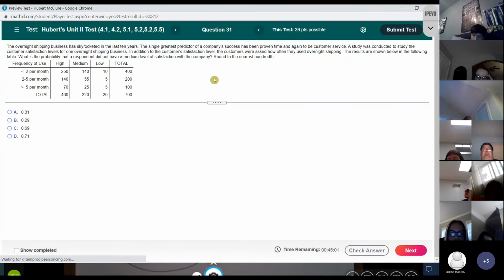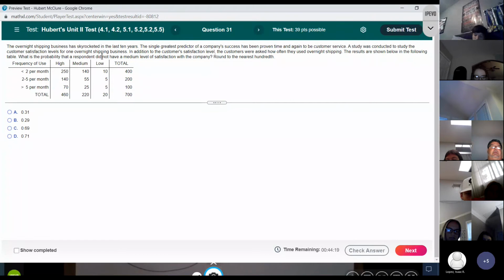Okay, here is a question that, why didn't they put another paragraph in there? At least a couple more paragraphs. Good God. The overnight shipping business has skyrocketed in the last 10 years. The single greatest predictor of success company has proven time and again to be customer service. Duh. A study was conducted to study the customer satisfaction levels for one overnight shipping business. In addition to the customer satisfaction level, the customers were asked how often they used overnight shipping. The results are shown in the table.